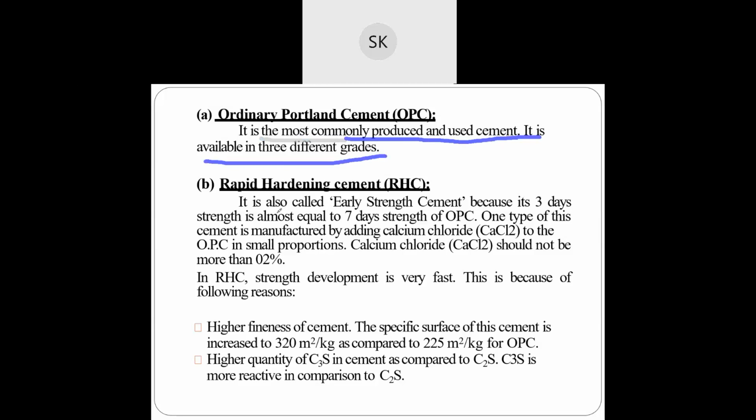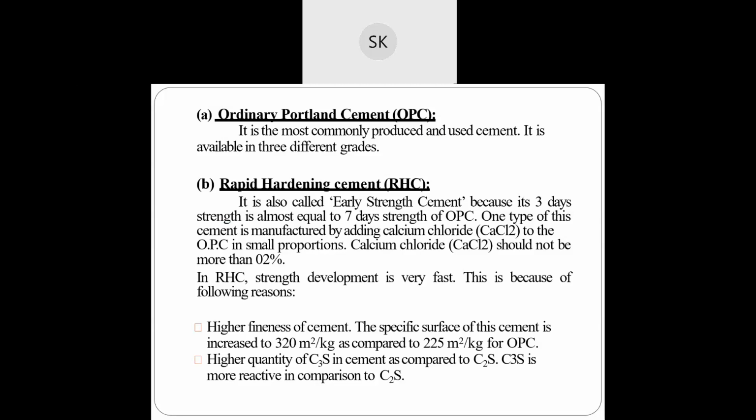Now rapid hardening cement. It is also called early strength cement because its 3 day strength is almost equal to the 7 day strength of OPC. One type of this cement is manufactured by adding calcium chloride, CaCl2, to the OPC in small proportion. Calcium chloride should not be more than 0.2%.